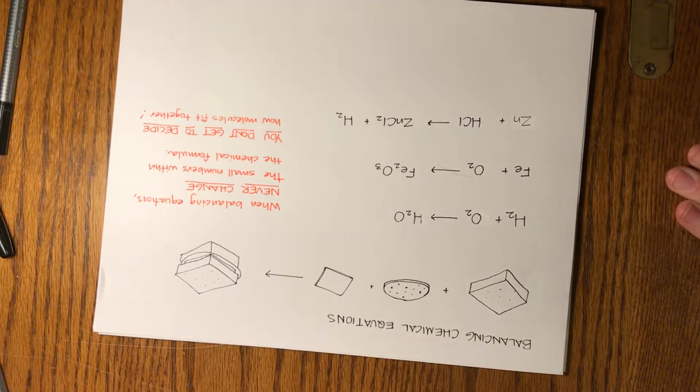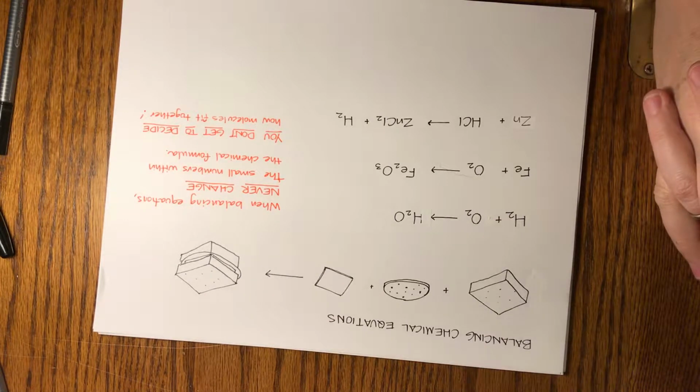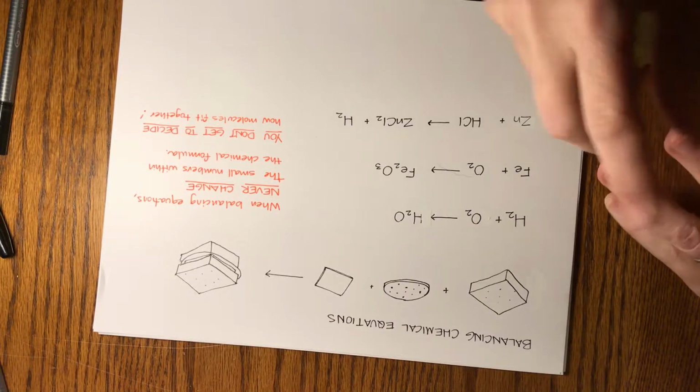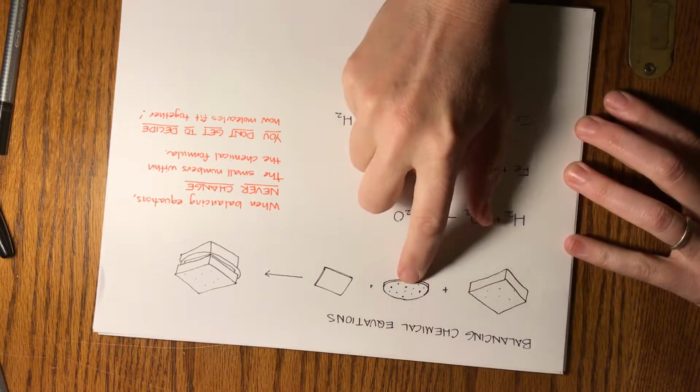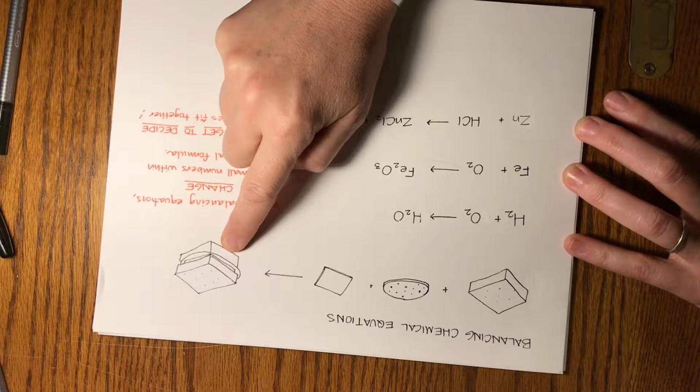In this video, we're going to talk about balancing chemical equations. Sometimes I start out teaching balancing chemical equations by teaching how to balance the equation for a sandwich. If we have bread and salami and cheese, you can make a salami sandwich.